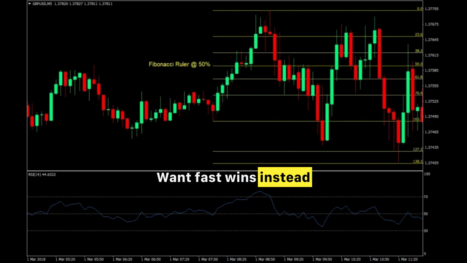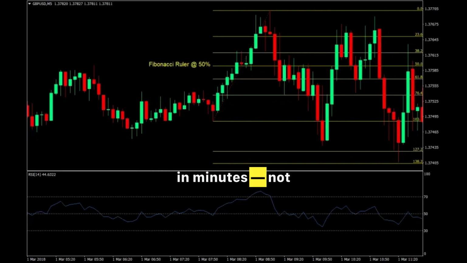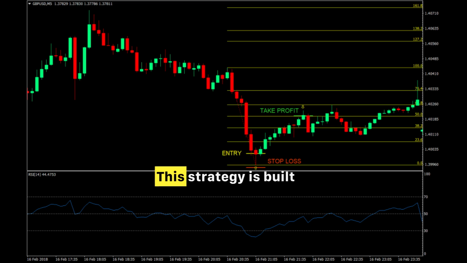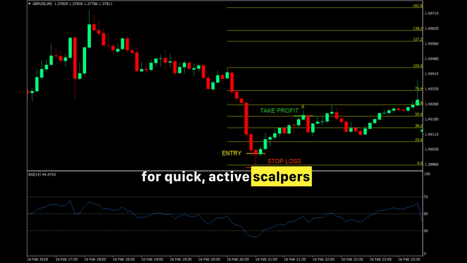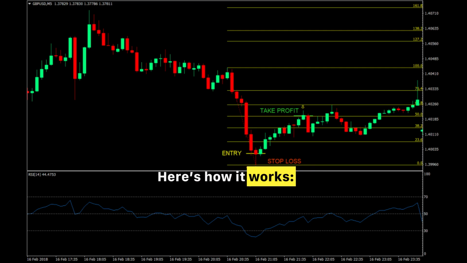Want fast wins instead of waiting hours or days? This 5-minute scalping strategy gives you high probability entries in minutes, not weeks. This strategy is built for quick, active scalpers, using multiple time frames and a few key tools to pinpoint short moves. Here's how it works.